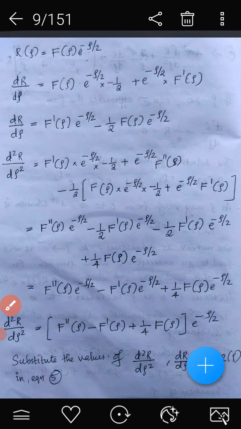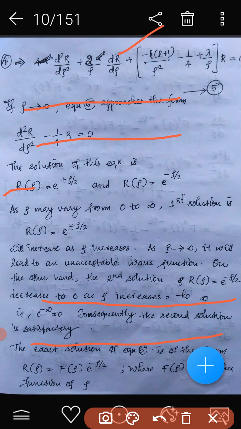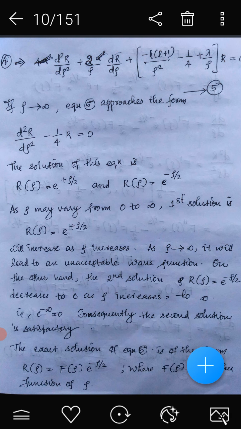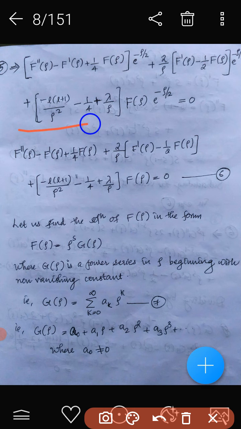Then we can substitute the value of d square R by d rho square, dR by d rho and R in equation number 5. So in equation number 5, here d square R by d rho square, dR by d rho and R. We can substitute the equation, then the equation number 5, and I just rearrange this, and I'll get equation number 6.